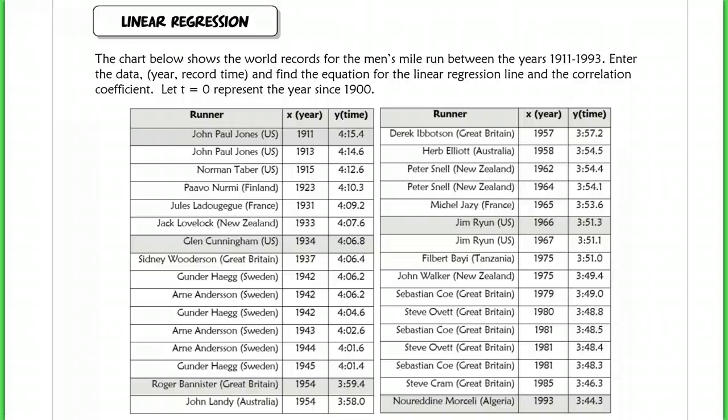Okay, so we're going to be doing a linear regression using this problem here. It says the chart below shows the world records for the men's mile run between the years 1911 to 1993. So we're going to enter the data here as the year that they broke the record and their time. Make sure you also notice that it says let t equal 0 represent the year 1900. So in this case, when we input our data, the year 1911 and the time, let's put this in seconds, so time is going to be in seconds.